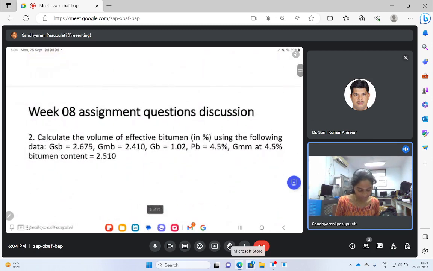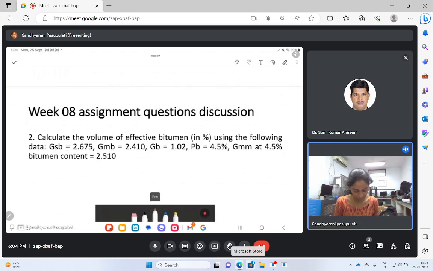If we come to the second question, calculate the volume of effective bitumen using the following data. GSB is given. GSB is nothing but the bulk specific gravity of aggregates. Also the bulk specific gravity of the mixture is given, the specific gravity of bitumen is given, the percentage of bitumen is 4.5%, and the GMM at that 4.5% is given as 2.510. So they are asking about the volume of effective bitumen.